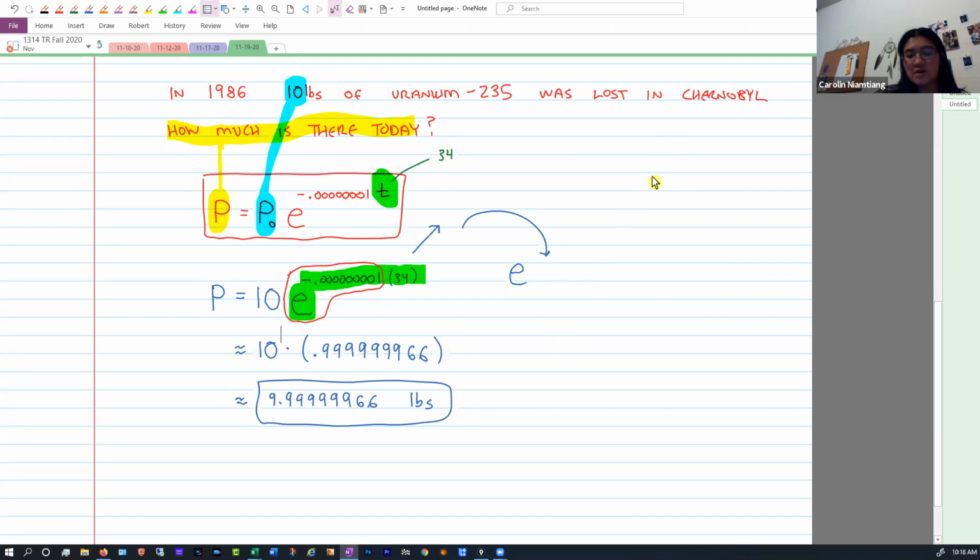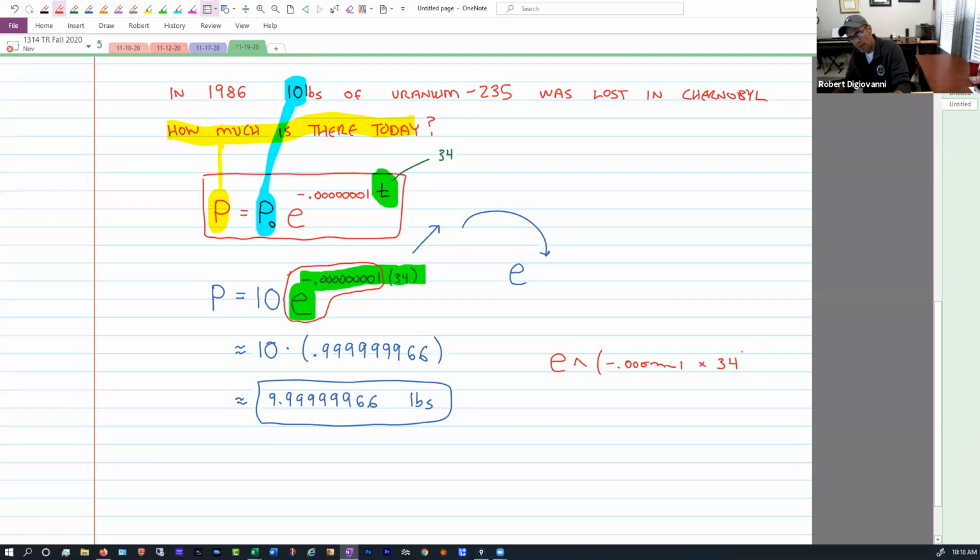I have the TI-89 one, not like this one. Okay, so let me show you how you would type that in. You would go E, and then it shows you a little caret, right, like this. Then do parenthesis, and then do negative 0.000, whatever that is, 1 times 34, and then close the parenthesis. Do it like that, and that way it's treating everything that's in here as if it's the power on E.